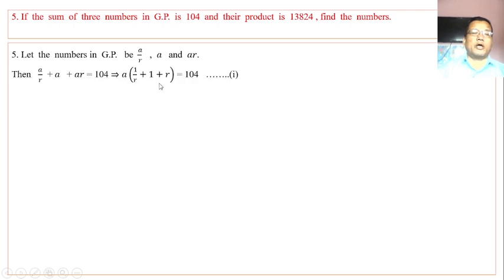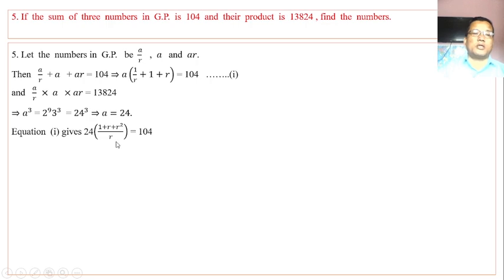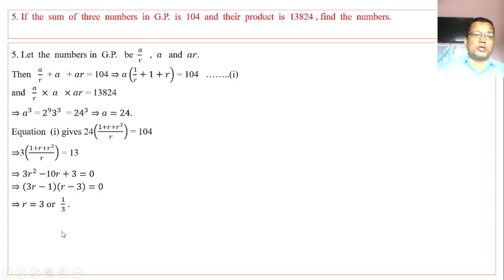The sum is 104, so we have this equation 1. Then their product is 13824, which simplifies to a cubed, so the value of a is 24. Putting the value of a in equation 1, we get a quadratic equation in r. Factorize: r minus 1 into r minus 3, so the value of r is 3 or 1 by 3.